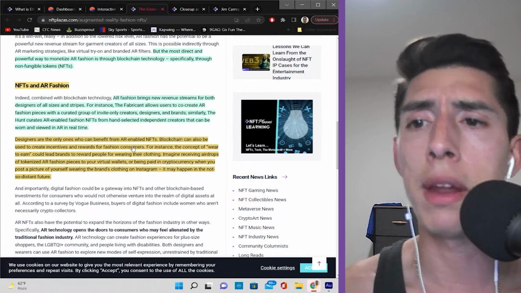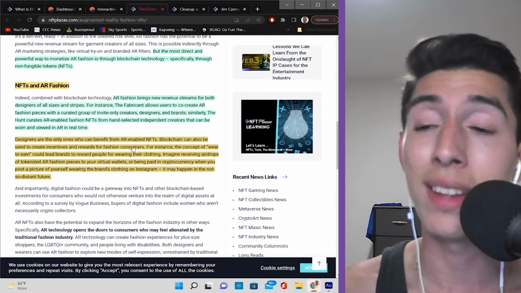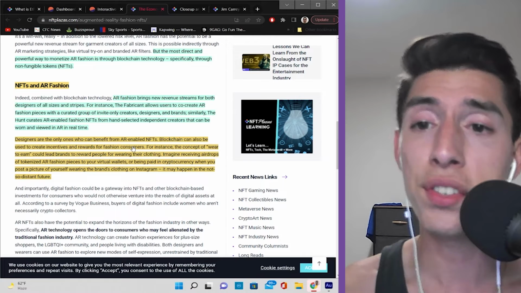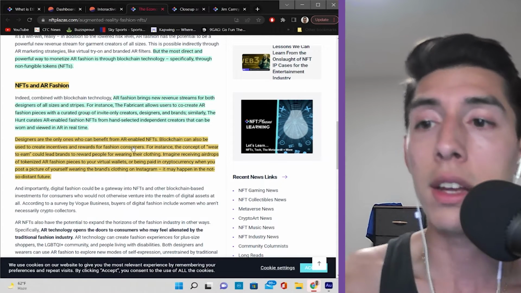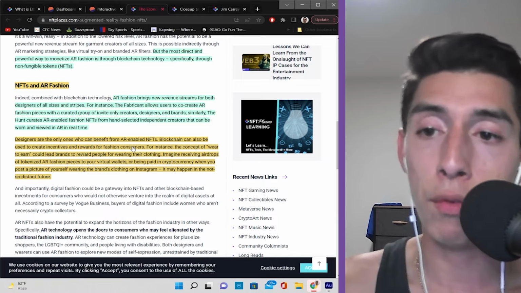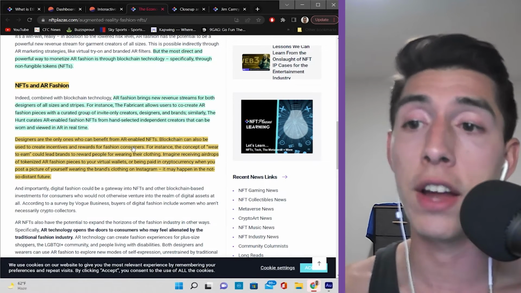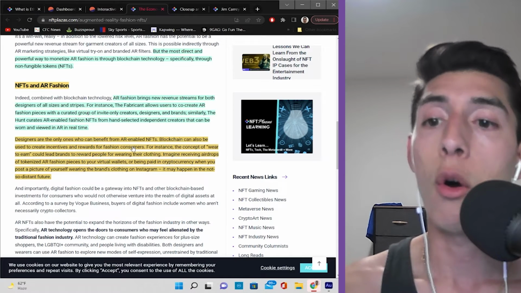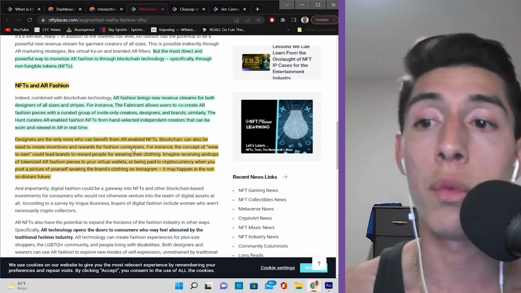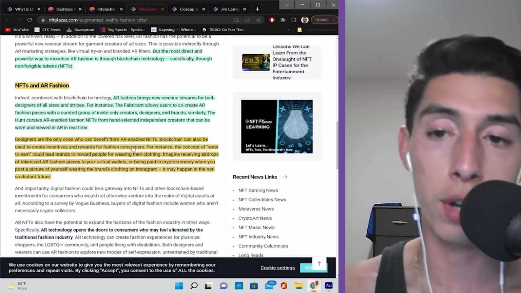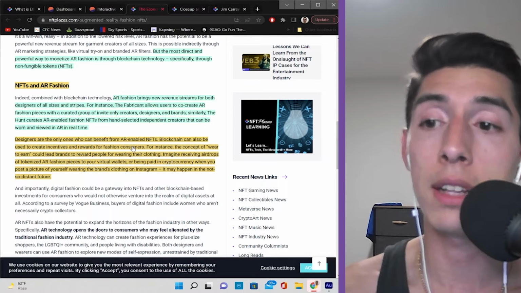Designers are not the only ones who can benefit from AR-enabled NFTs. Blockchain can also be used to create incentives and rewards for fashion consumers. For instance, the concept of wear to earn, kind of similar to play to earn, could lead brands to reward people for wearing their clothes. Imagine receiving airdrops of tokenized AR fashion pieces to your virtual wallet, or being paid in cryptocurrency when you post a picture of yourself wearing the brand's clothing on Instagram. It may happen in the not so distant future.